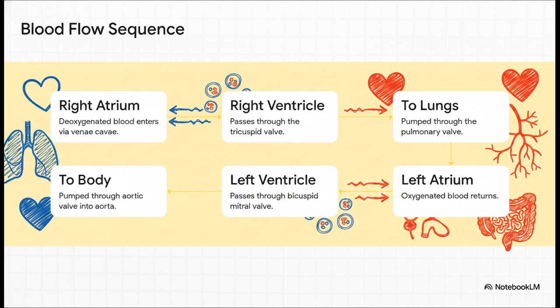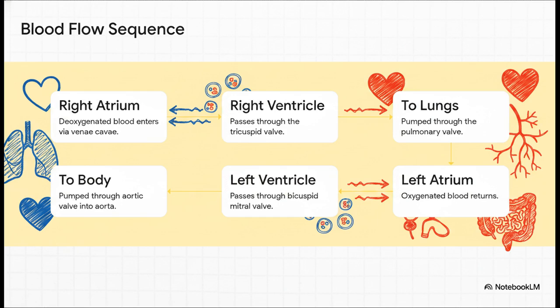Ready? First, deoxygenated venous blood enters the right atrium from the superior and inferior vena cavae. Second, it drops through the tricuspid valve straight into the right ventricle. Third, the right ventricle pumps it through the pulmonary semilunar valve into the pulmonary artery and out to the lungs. Okay, now it gets oxygenated. Step 4, it returns via the pulmonary veins directly to the left atrium.